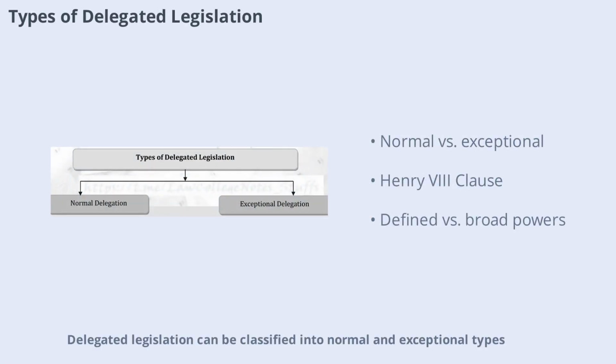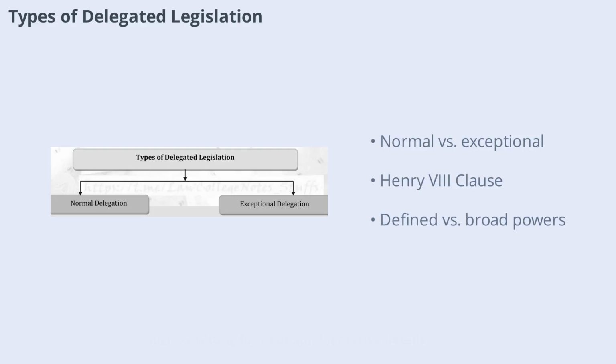Delegated legislation can be classified into normal and exceptional types. Normal delegation involves clearly defined powers, such as setting forms or administrative details, while exceptional delegation grants broad or undefined powers, sometimes even allowing amendments to primary legislation. The Henry VIII Clause is a notable example of exceptional delegation, where administrative authorities are empowered to make significant changes to existing law.